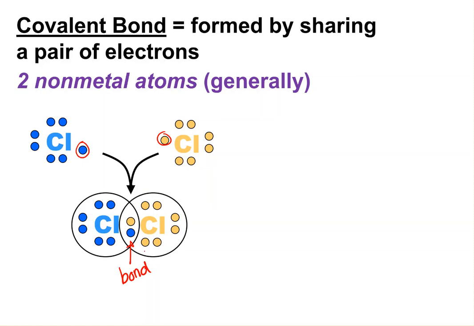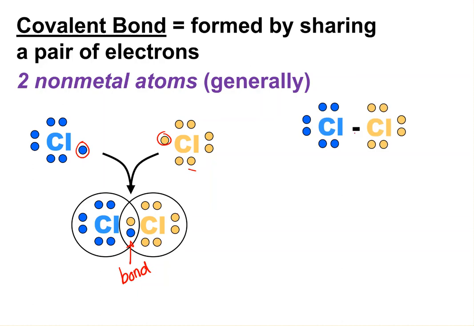And if we count, we would count them for each chlorine. So if I want to count this chlorine's electrons, I'm going to count all 8 there in that circle. And same thing with this chlorine. I will count all 8. Those 2 in the middle count for both. So both chlorines have their octet. That makes them more stable.